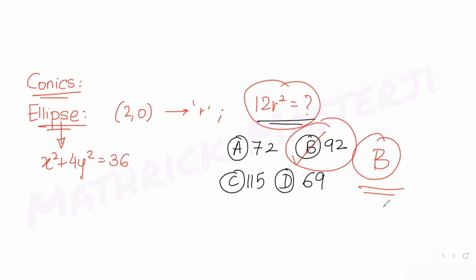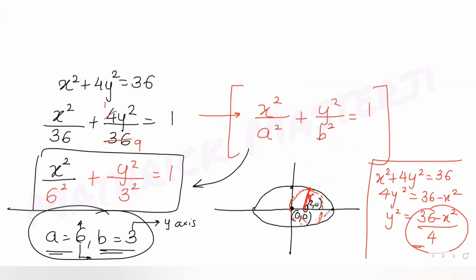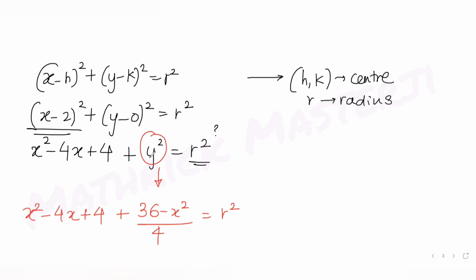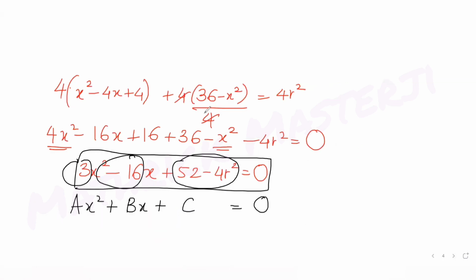I hope you have understood how to solve this type of question, which deals with finding the value of an expression related to the radius of a circle which is inscribed in an ellipse. So we first found how the ellipse looks like, where the semi-major and semi-minor axes are. Then we wrote the equation of the circle. We substituted the equation of the circle with the equation of the ellipse. So I put y square from the equation of the ellipse in terms of x square. So my entire equation turned out to be in terms of x square, and you got a quadratic.